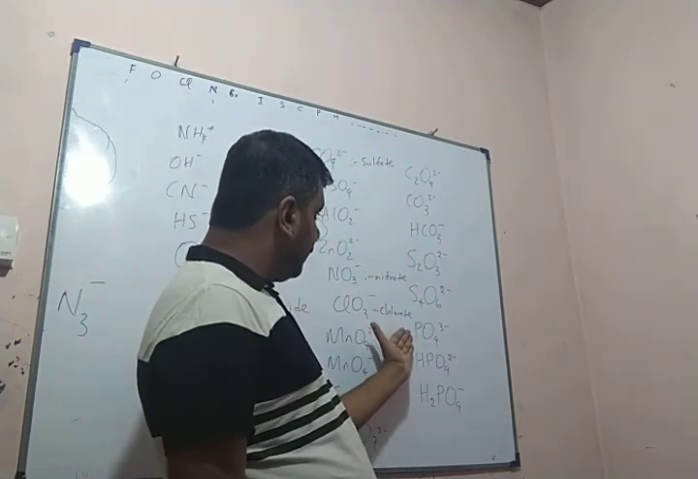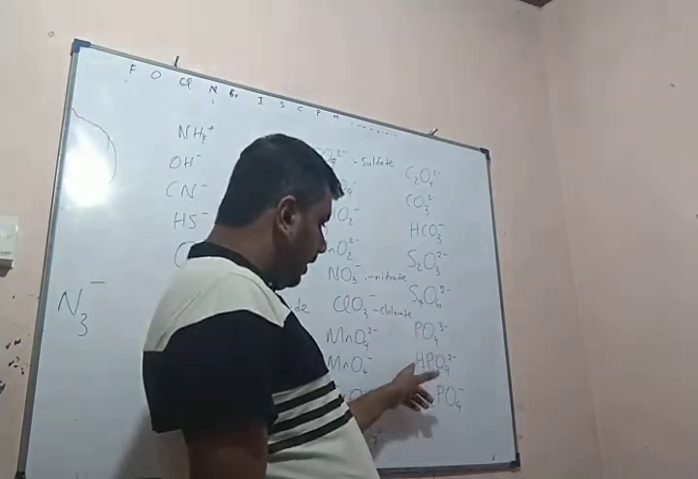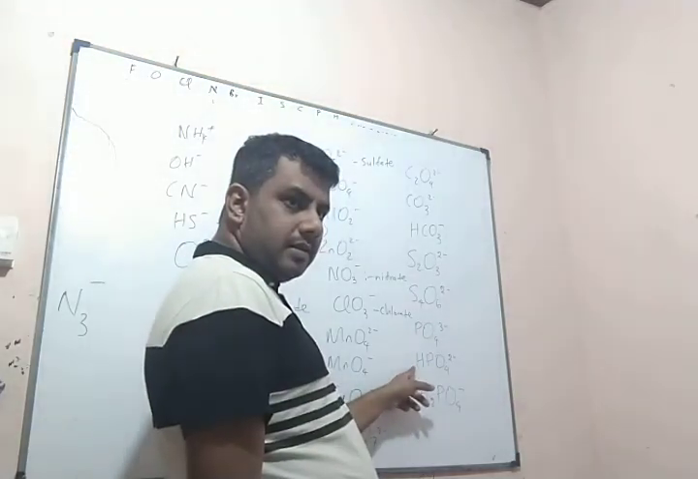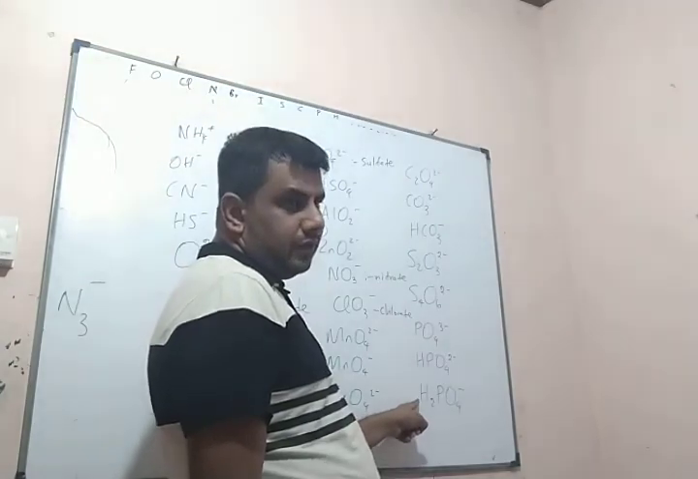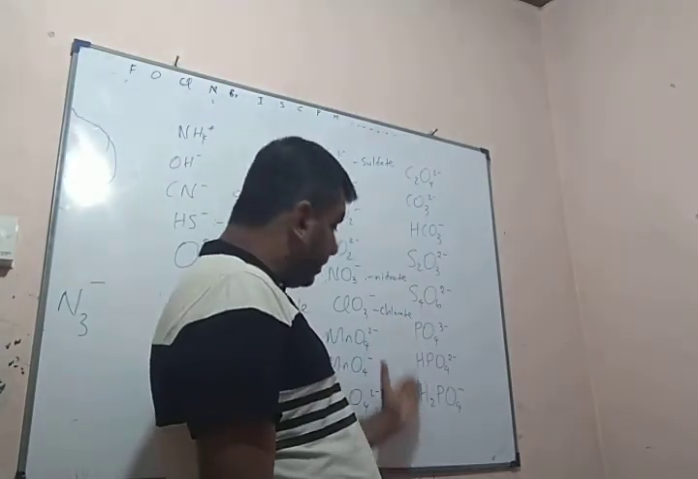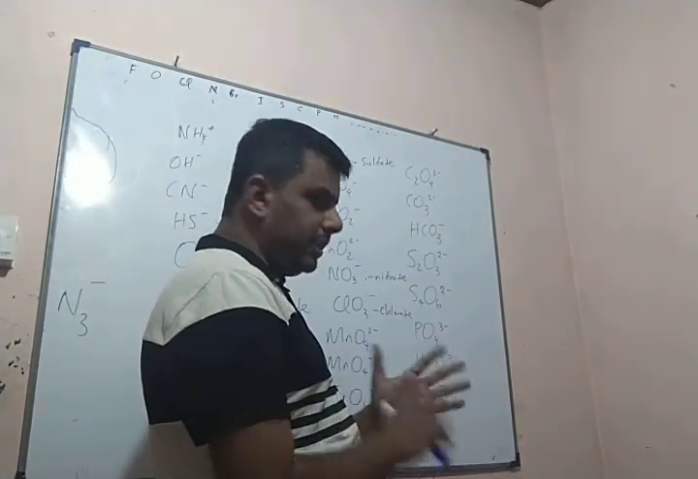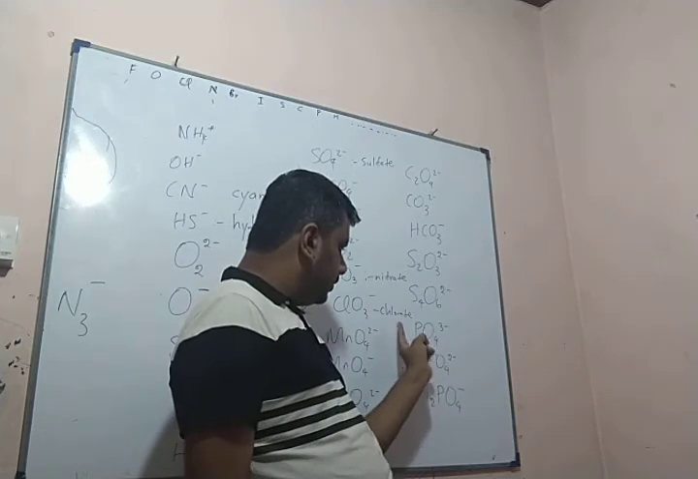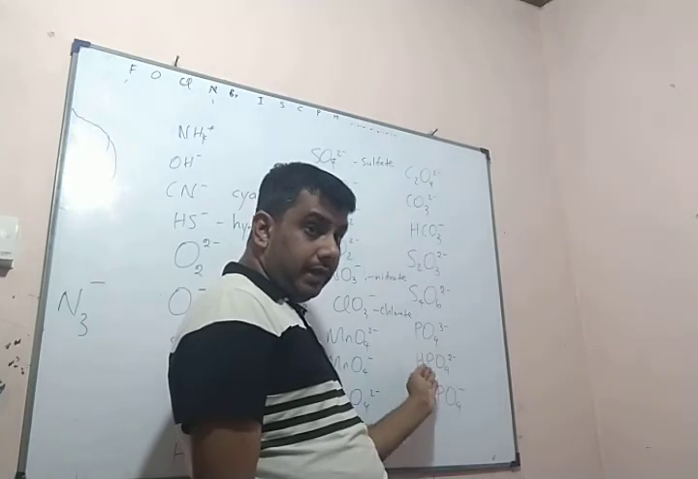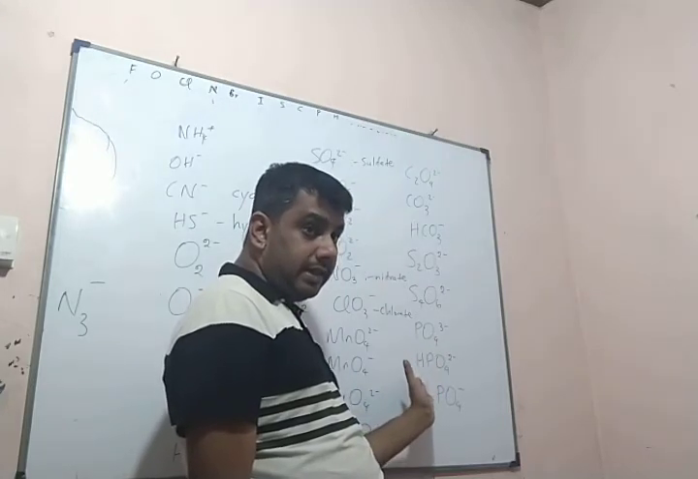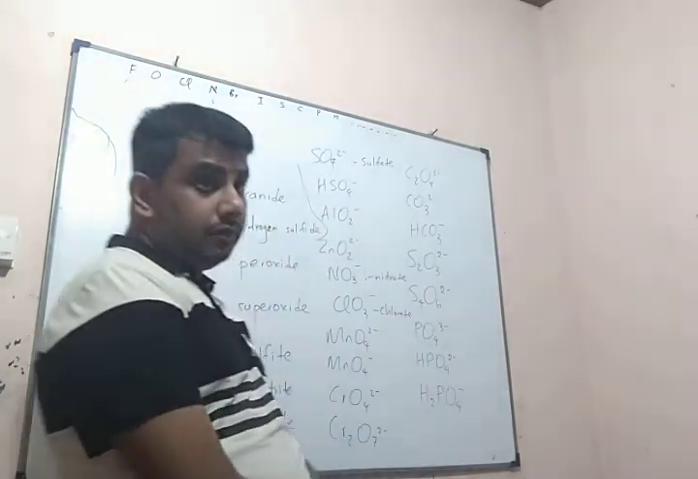This is phosphate. And this one is hydrogen phosphate. This one, dihydrogen phosphate. All three are of the same origin. Right? Phosphate. If one H plus is added to phosphate, hydrogen phosphate. If two H plus are added, the name would be dihydrogen phosphate.